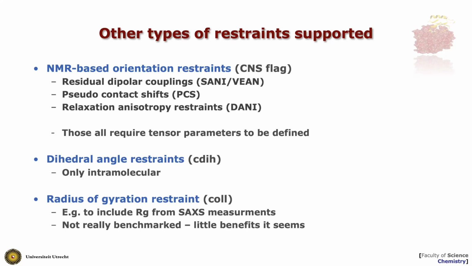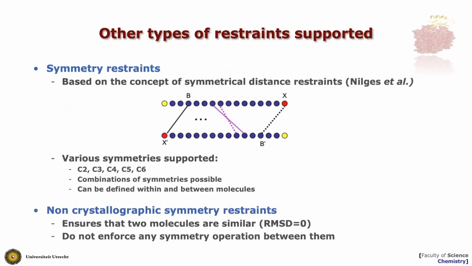We also have an option for radius of gyration restraint, which was added as a way of dealing a bit with SAXS data. So it can be used, but in our hands, it doesn't do much. So we have other ways that we are working on now to incorporate SAXS data into the modeling process. I mentioned symmetry. Symmetry is also important. It limits very much the interaction space that you have to sample.